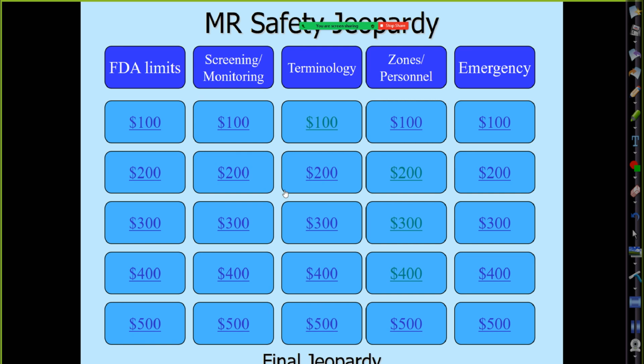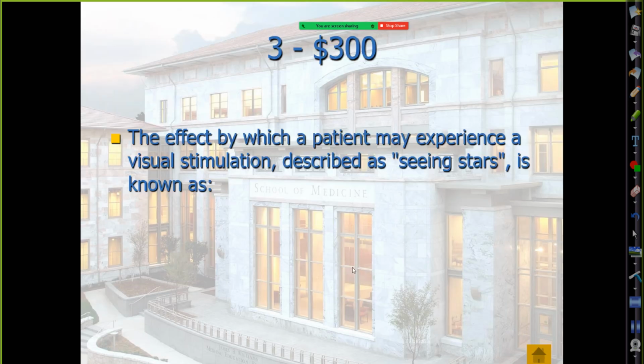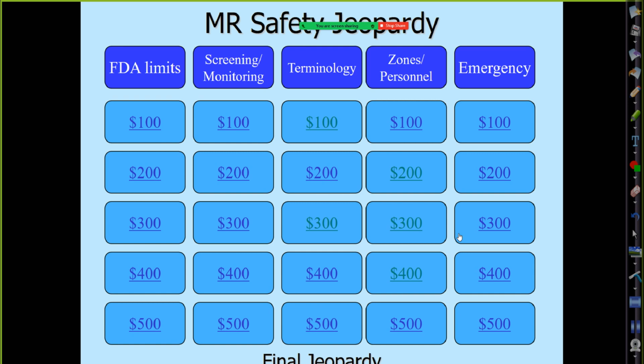Terminology for 300. All right. An infected patient may experience seeing stars. That would be phosphenes, I spelled it wrong, probably. All right, what you got?